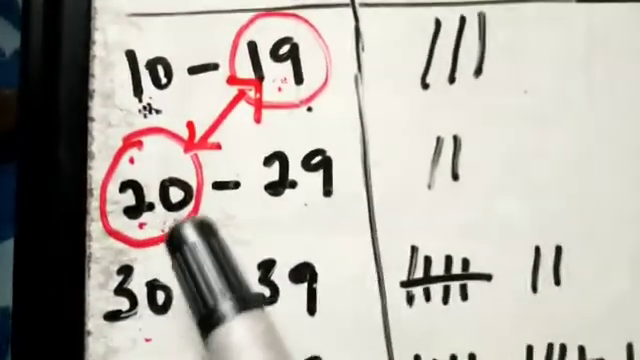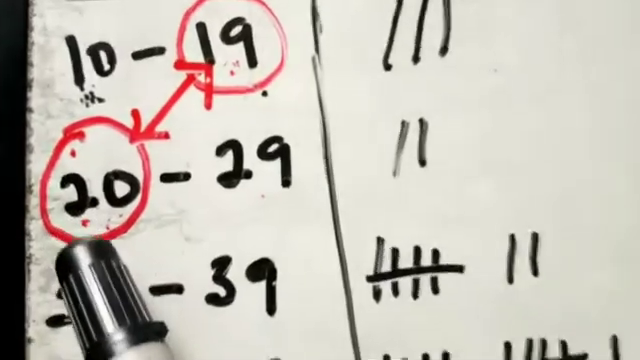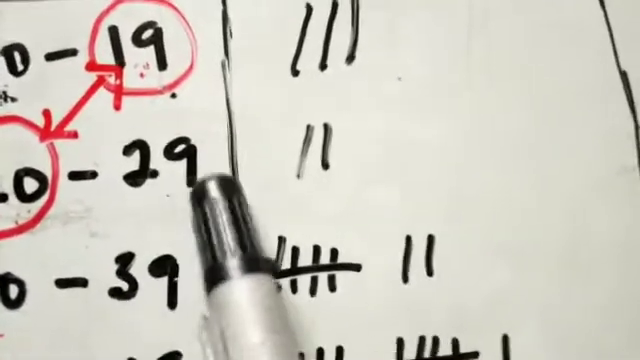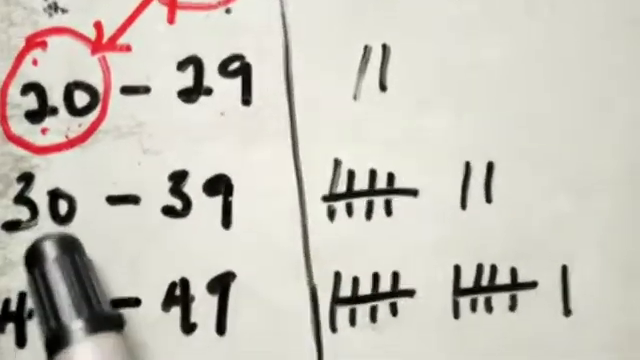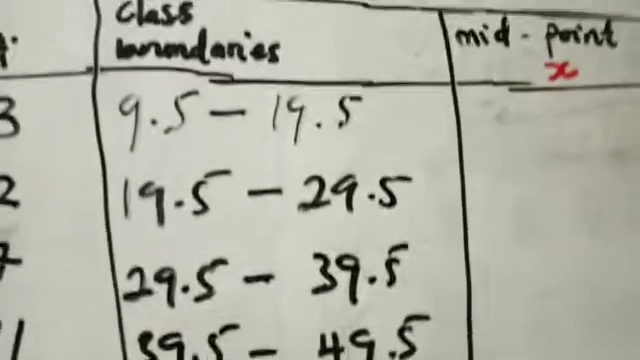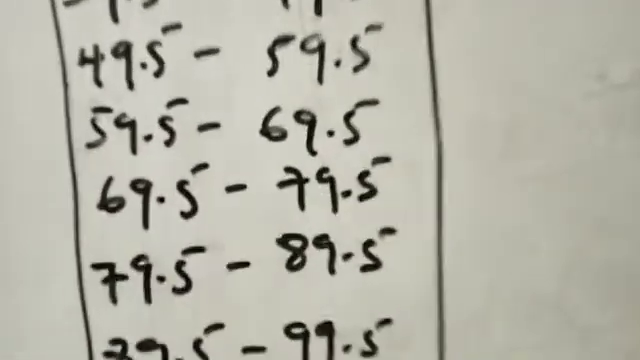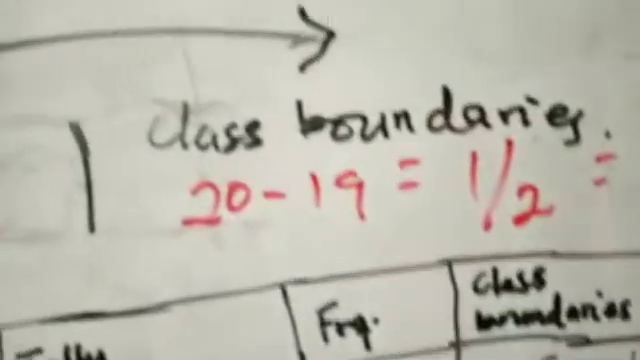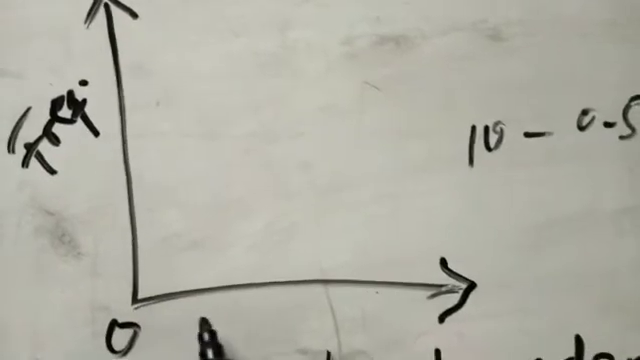Look at this from 20, we are taking 0.5 from here, that will give 19.5, and then to 29.5, and then from here to 29.5 to 39.5, and so on and so forth. So you got all these numbers, right? Now we know that this is what we are supposed to use in drawing our histogram. So we need the frequencies here, and then we need the class boundary.